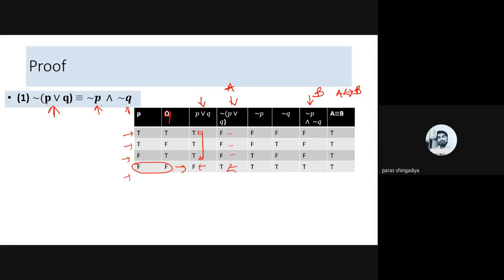And then on the second side, we have negation P. So just write the negation P answer. Both are T, F, F. So it will be F, F, T, T. And here negation Q will be F, T and F, T. T, F, T, F will become F, T and F, T. This is the column of negation Q.